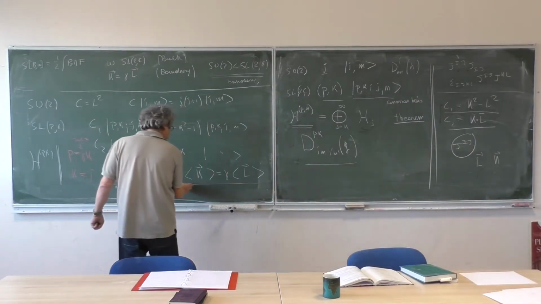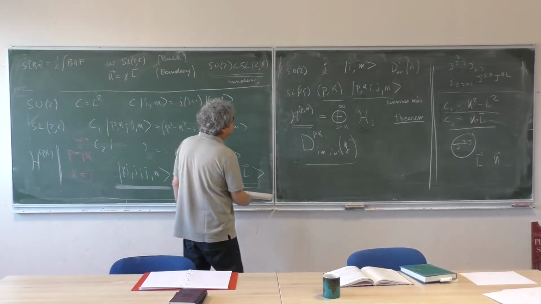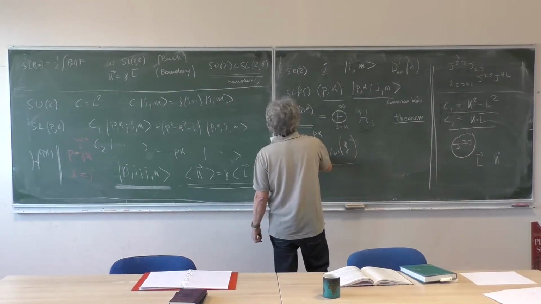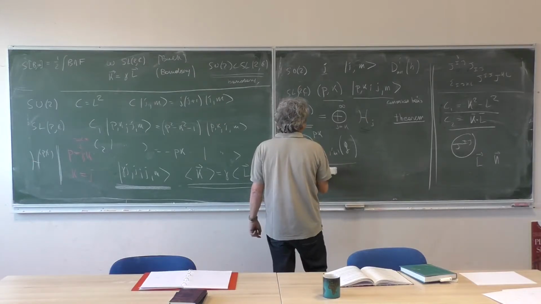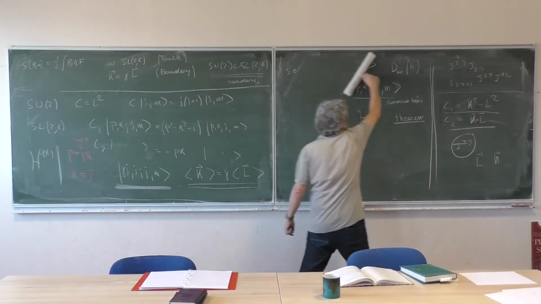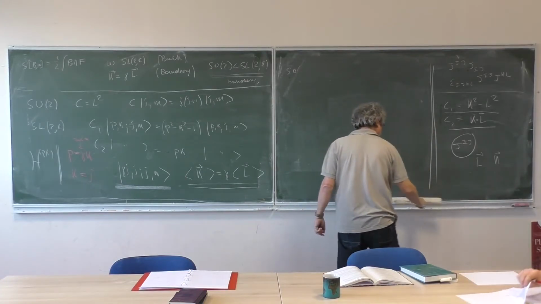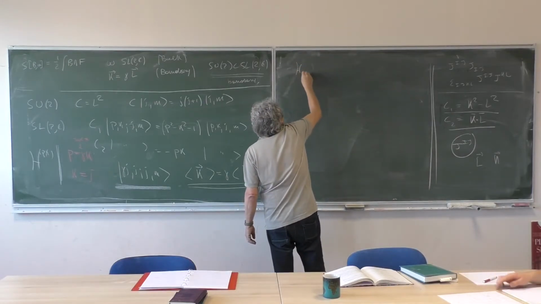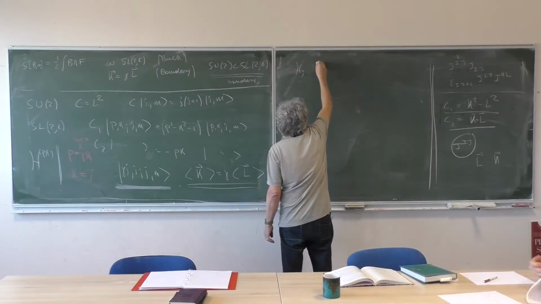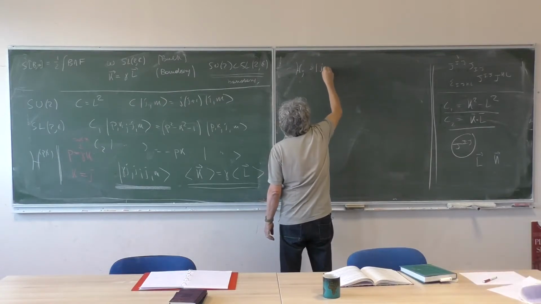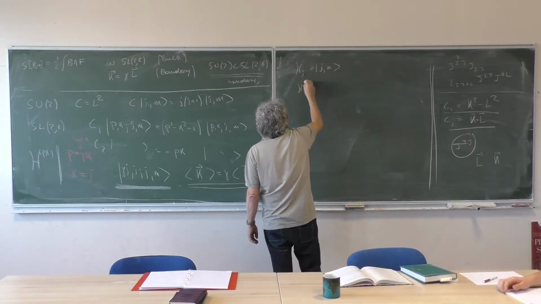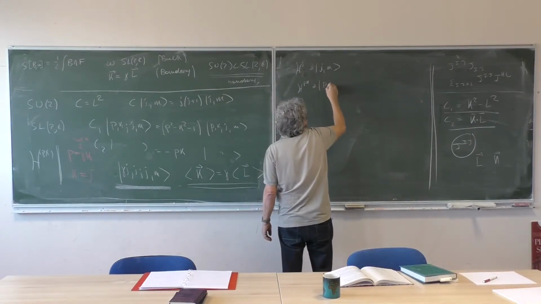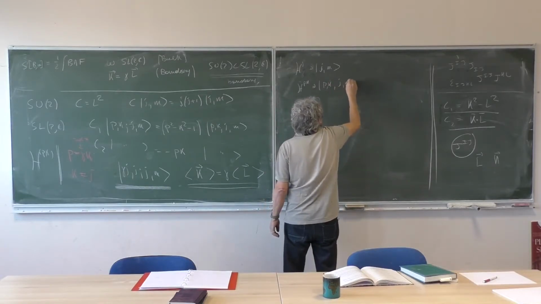So notice that there's something nice. So I can erase this part here. So if I have an SU2 representation J, the states here are Jm. If you have an SL2C representation Pk, let's put the J upstairs, the states here are Pk, Jm.